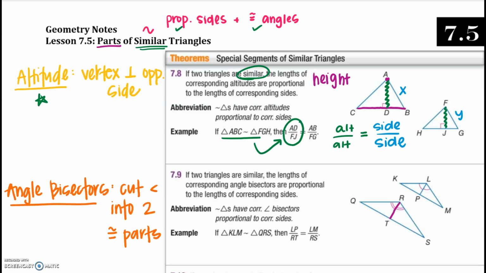All right, so same thing with the angle bisector. It works the same way as the altitude. Remember, an angle bisector cuts the angle into two congruent parts. So if my triangles are similar, I can set up a proportion using my angle bisector. LP is an angle bisector over RT, which is an angle bisector, equals, and setting up your proportion, you are going to do corresponding sides, a side over a side. Just make sure that if triangle 1 is on top here, triangle 1 is also on top there, and try not to flip-flop them.